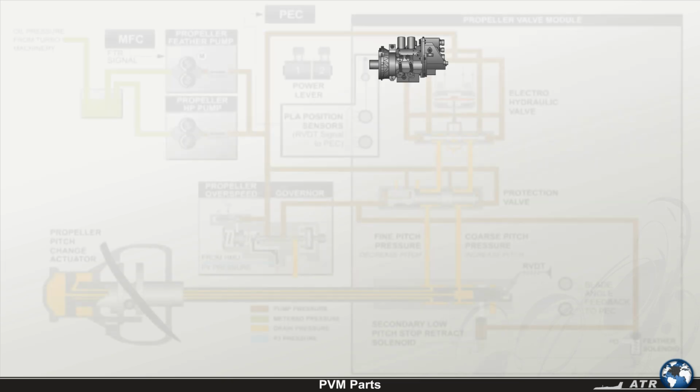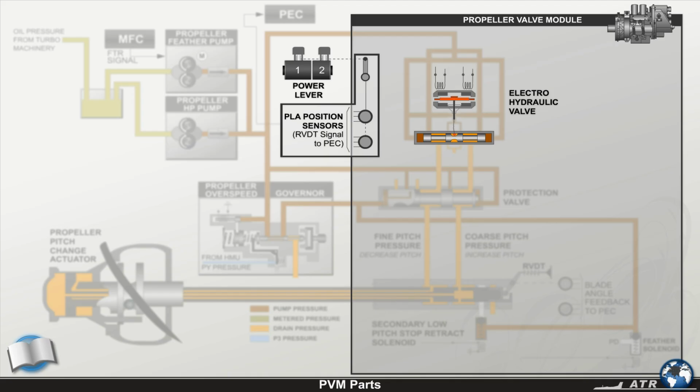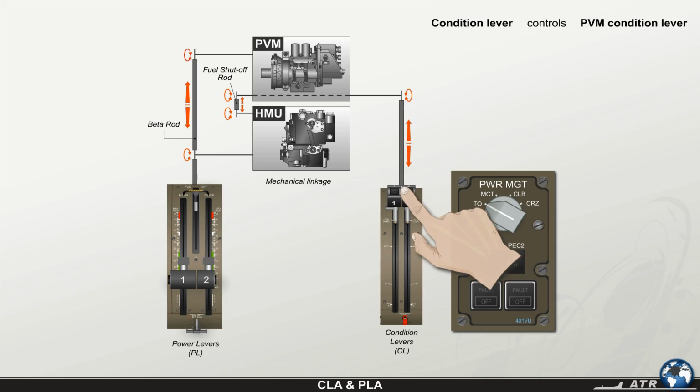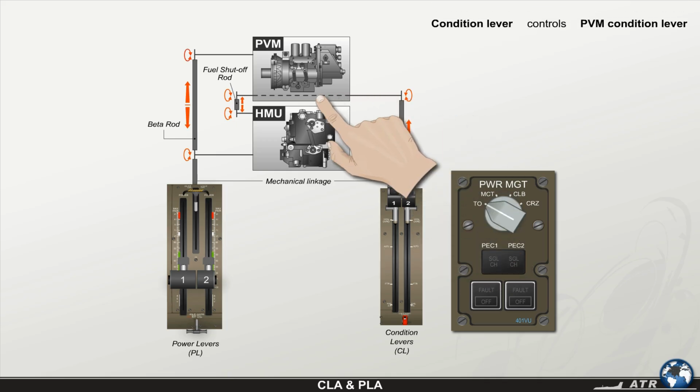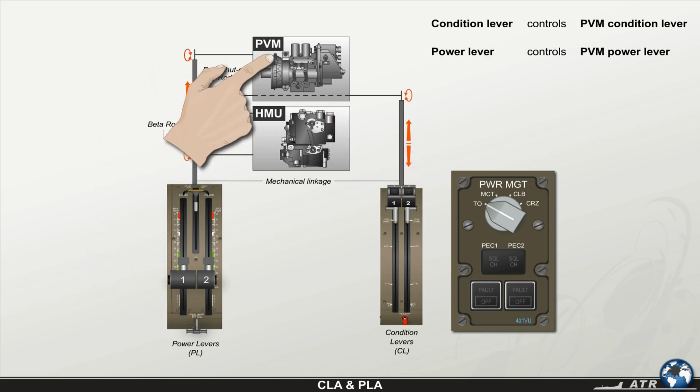The PVM main elements are the engine power lever mechanical input, the electro-hydraulic valve, EHV, the protection valve, the electrical feather solenoid, the secondary low-pitch stop-retract solenoid, and the blade angle feedback. The flight compartment condition lever controls the PVM condition lever, while the power lever controls the PVM power lever.